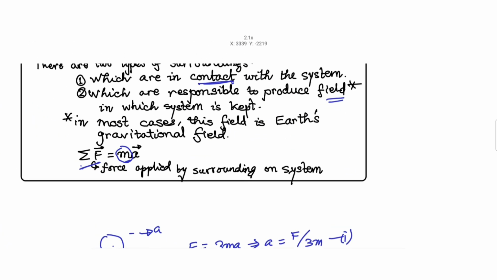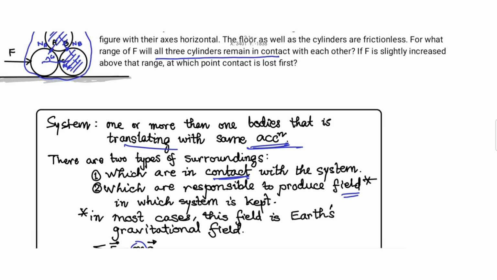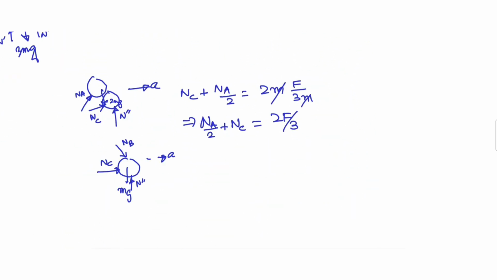Right. And now, if I draw the free body diagram of only this lowermost cylinder, along x-axis I can write the equation NC plus NB cos 60 degree, 1 by 2, equal to m times a, that is F by 3.